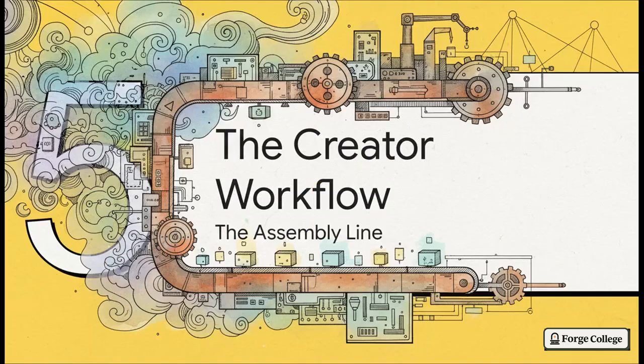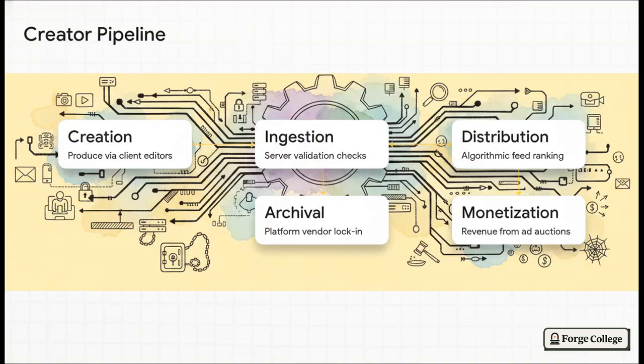Let's move to Section 5, the content creator workflow, the assembly line. So what actually happens to the people making the content? Well, at every single stage of a creator's workflow, from uploading a simple video to the algorithmic ranking, right down to earning a tiny fraction of a cent from ad auctions, the platform stands firmly in the middle. They provide the tools, sure, but they also set the rules and take a cut at every single checkpoint.